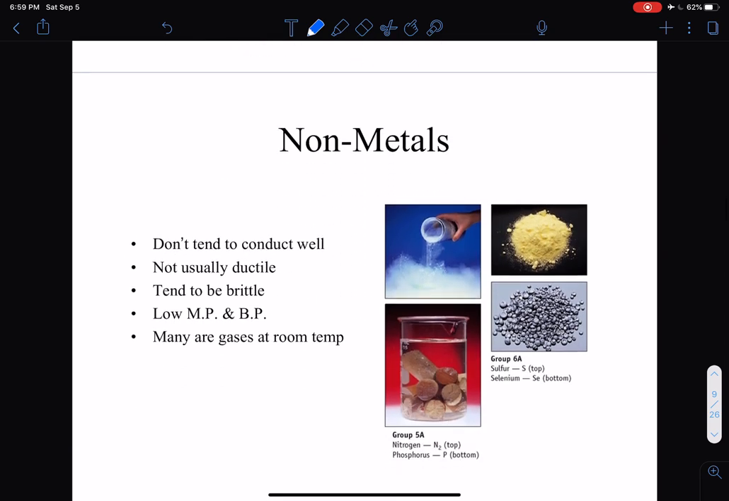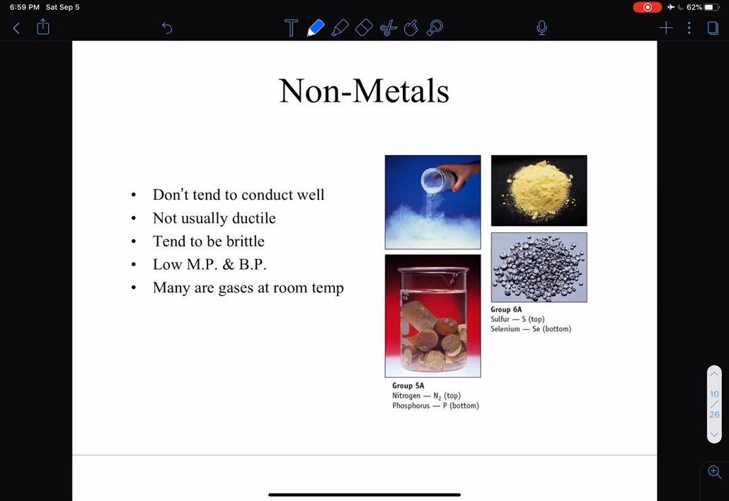Moving on to nonmetals. These don't conduct electricity very well. So like we said, you wouldn't put nitrogen or sulfur in wires and expect to charge your phone. They're not very ductile, don't put them in wires, and they tend to be really brittle, and they have low melting points and low boiling points compared to our metals. And again, that's in general. So if they melt, which is going from solid to liquid at a low temperature, and they boil at a low temperature, that means they're in the gaseous state a lot of times at room temperature. And if you think about nitrogen or helium or oxygen, that will make sense.